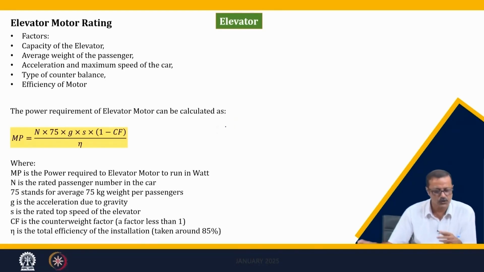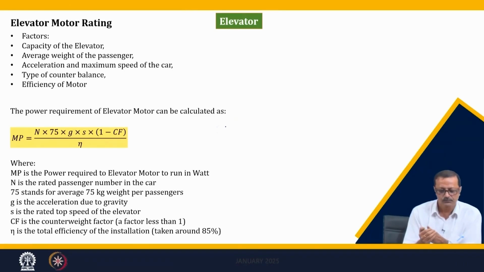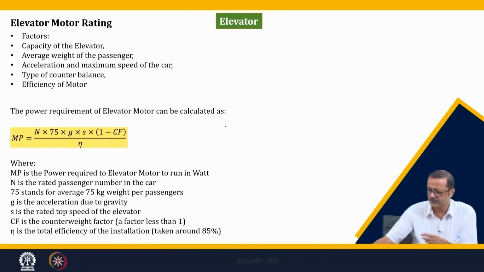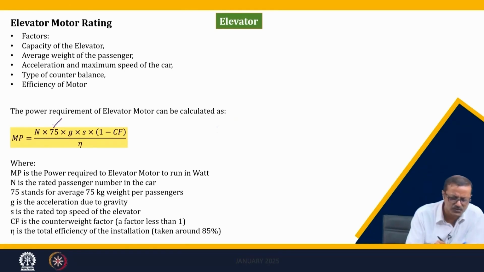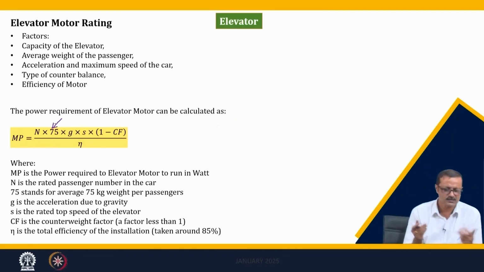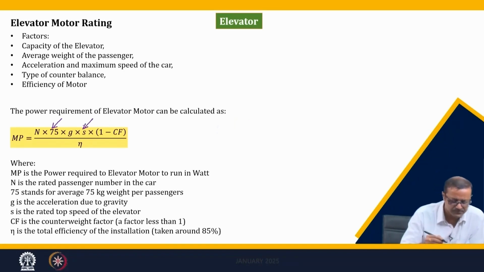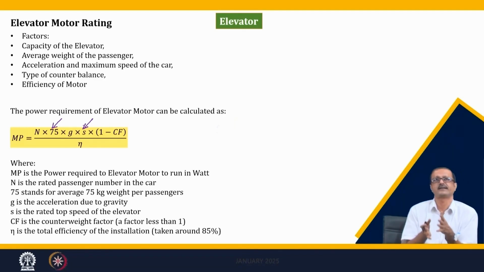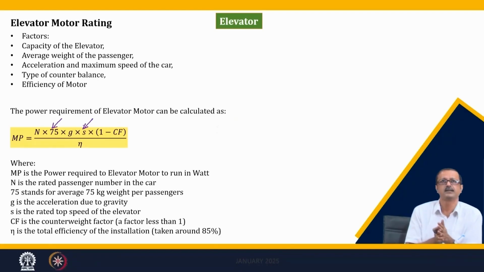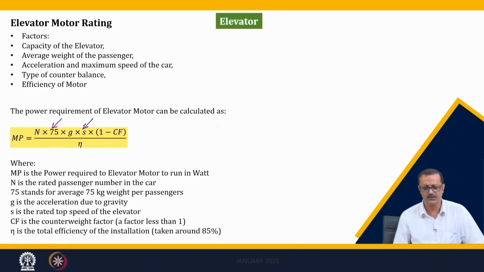MP is the motor power that comes in watts, and this particular number 75 stands for the average weight of each person. So, let us take that 175. G is the acceleration due to gravity. S is the recommended speed of the elevator, or rated speed of the elevator. We may sometimes say it is the top speed of the elevator. CF is the counterbalance factor which plays a small role in the motor mechanism, and eta is efficiency, it is almost about 85% we can take.